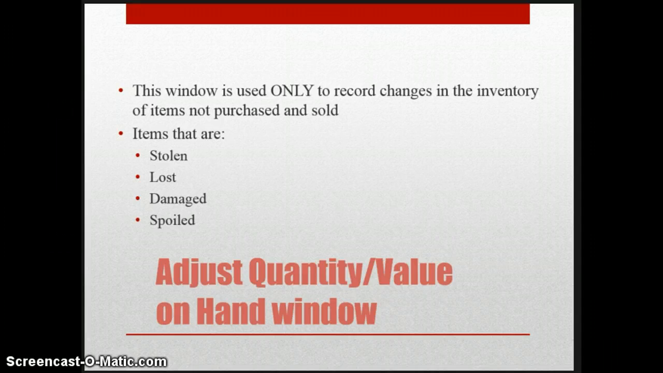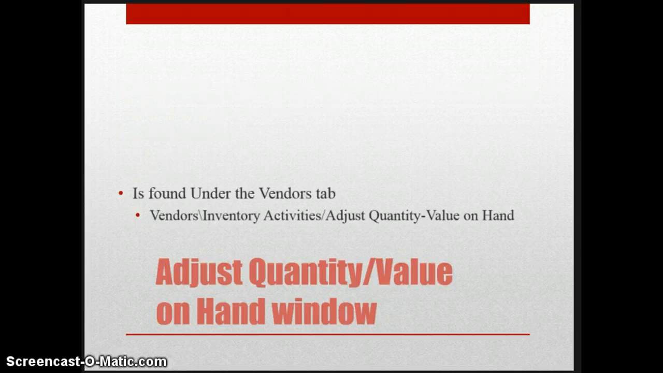This window is used only to record changes in the inventory if the item is not purchased and is not sold. Okay, you can't purchase it, you can't sell it. So this means that something else happened to the item, but it's no fault of yours. If that's the case, you have to go to the Adjust Quantity Value on Hand window. So let's talk about that for a minute.